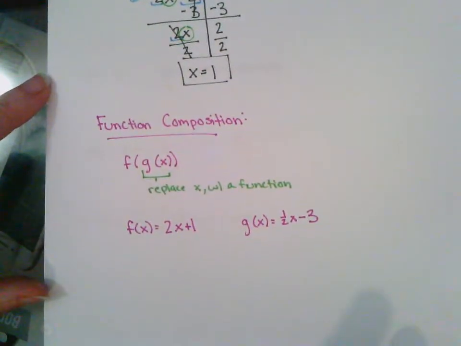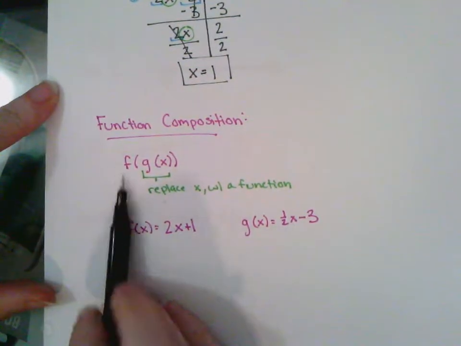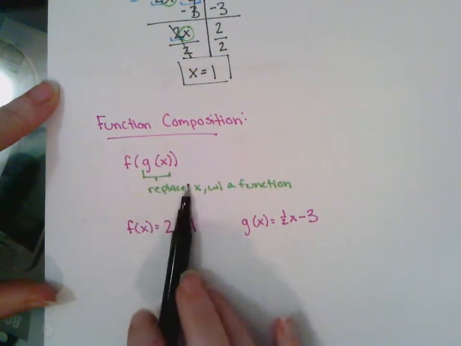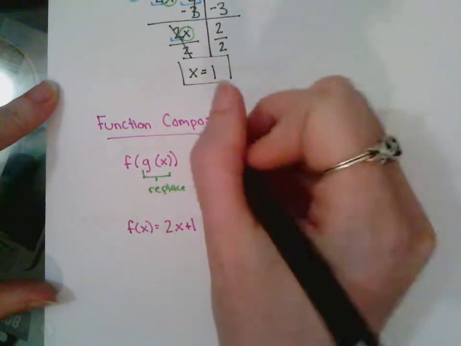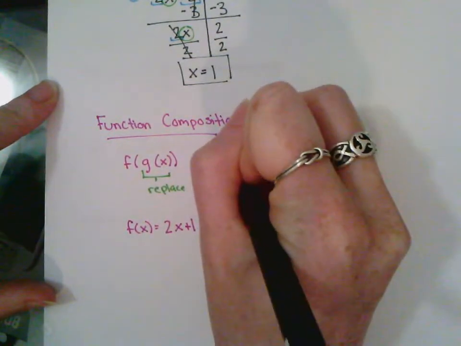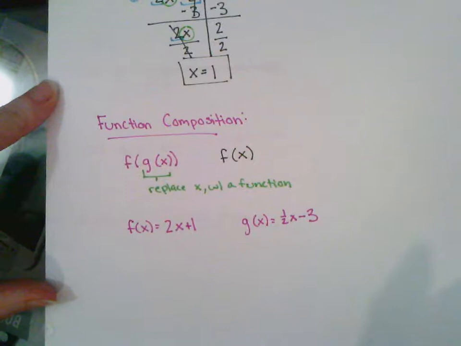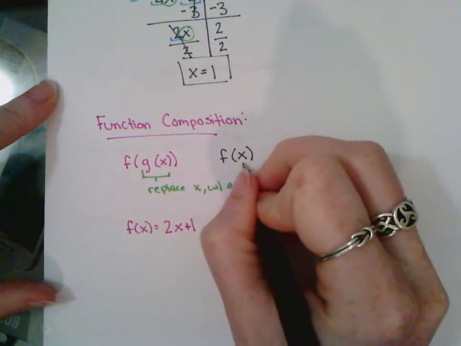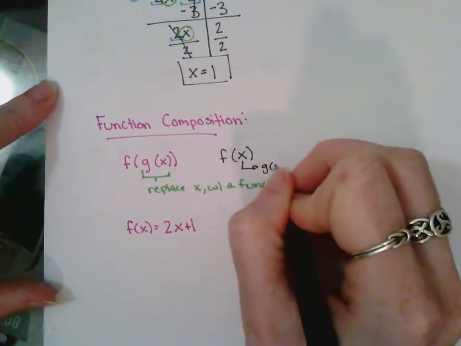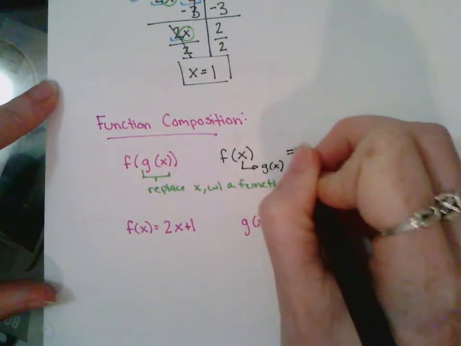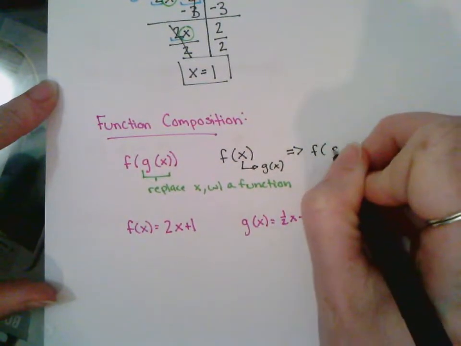What we're going to do next, we're going to talk about function composition a little bit. So f of g of x, all it's saying is replace x with a function. Normally the way we see functions is f of x, that's our function notation. What we've done is replaced this x here with g of x, which is how we got to f of g of x.